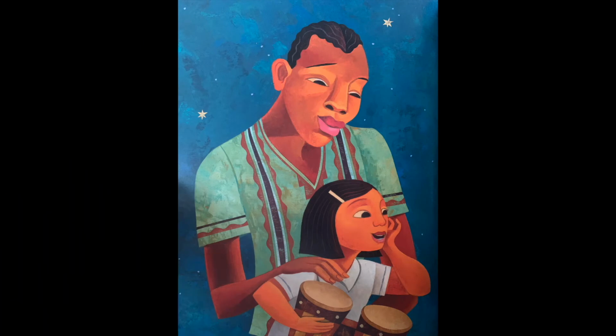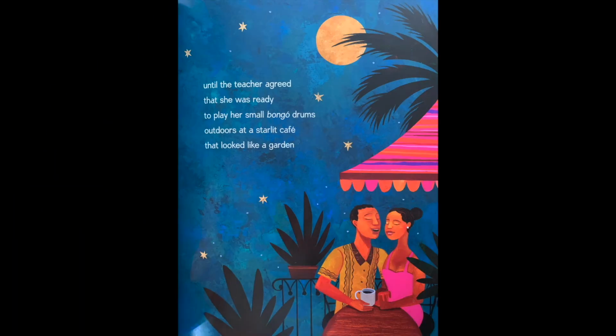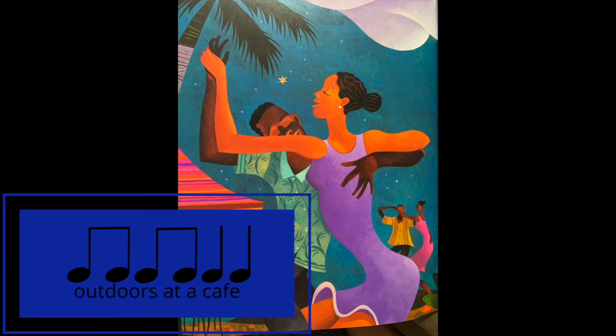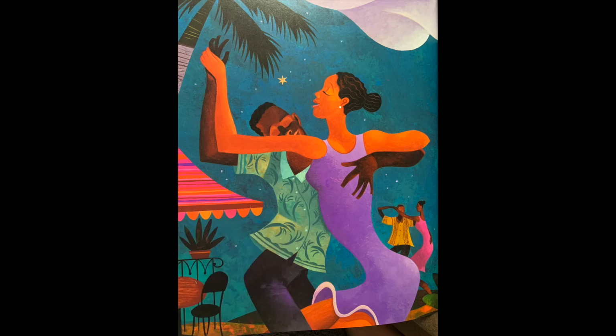Until the teacher agreed that she was ready to play her small bongo drums outdoors at a starlit cafe that looked like a garden. Our first rhythm, she was ready to play. Ready, go. She was ready to play. Good job. Our next one, outdoors at a cafe. Again, ready, go. Outdoors at a cafe. Good work.